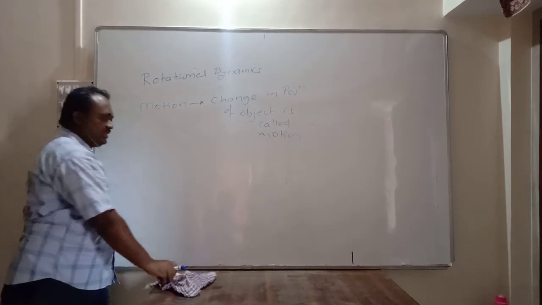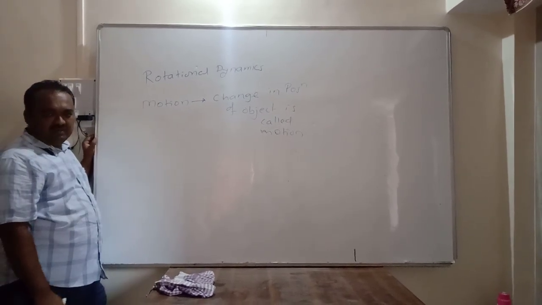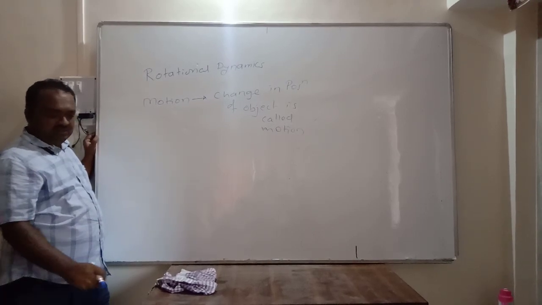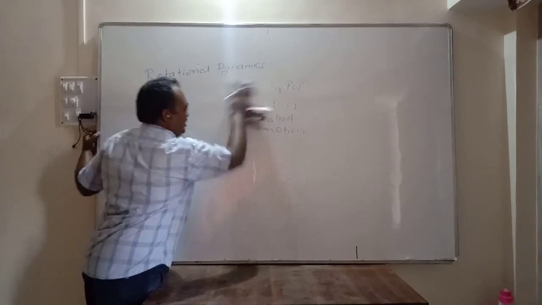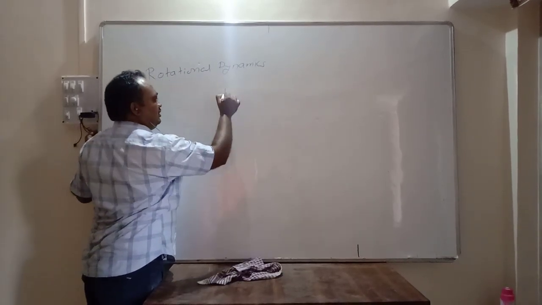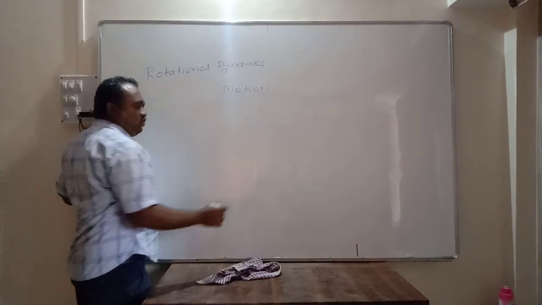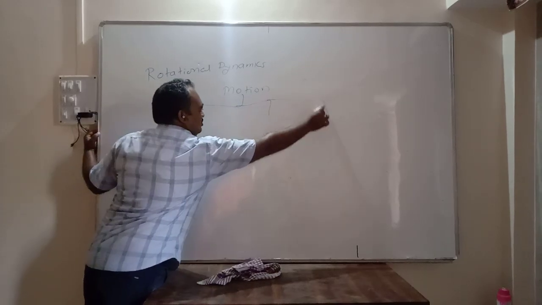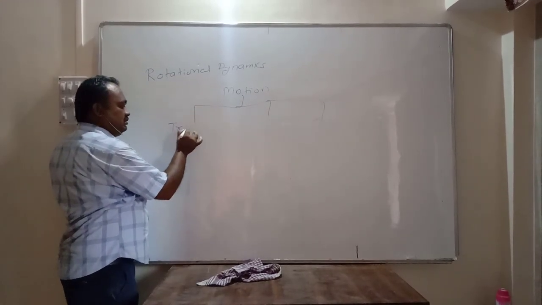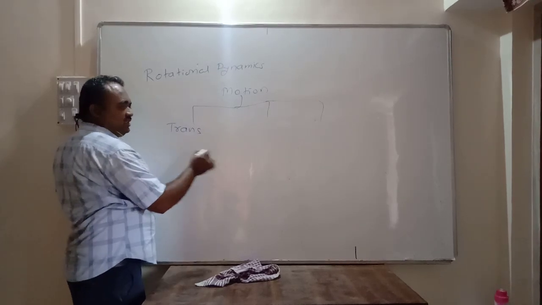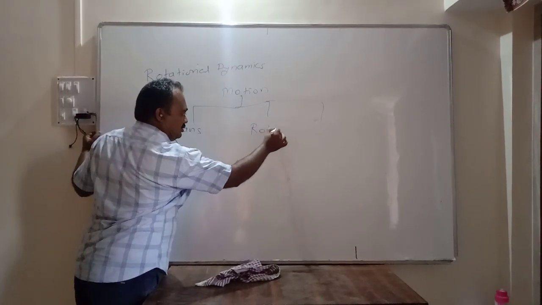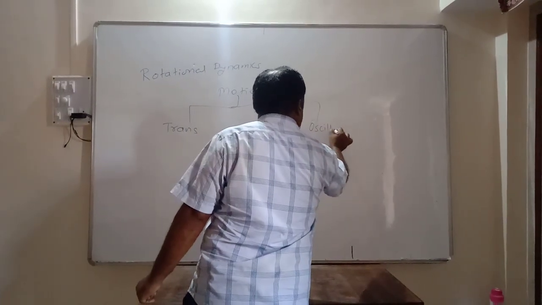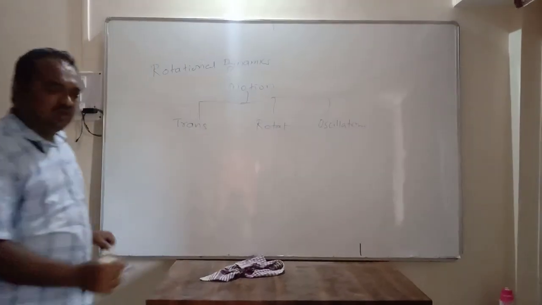Okay, but for revision itself, we will again discuss the motion and its classification. You can take the notes from the video. Okay, so we'll see the classification of motion. This motion, it is divided into three sections. One is the translatory motion, second one is the rotational motion, and third one is the oscillatory motion.